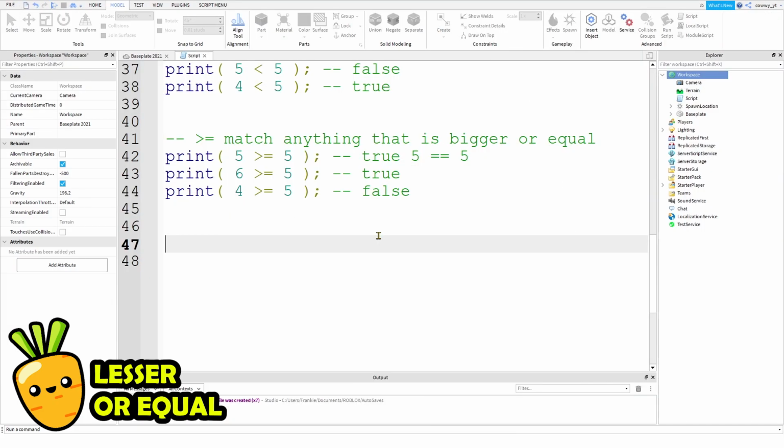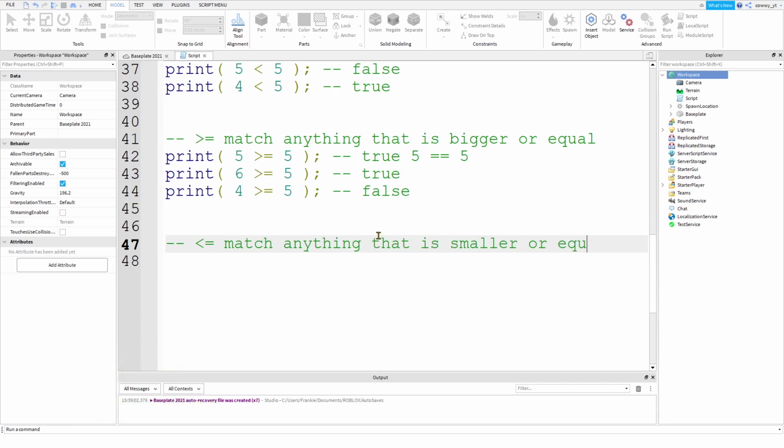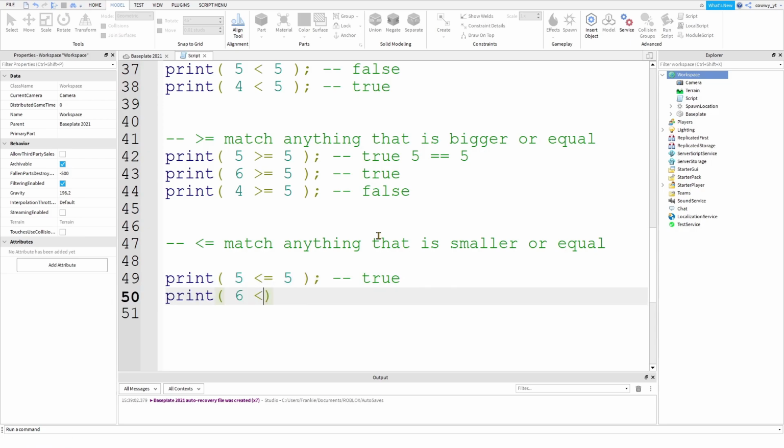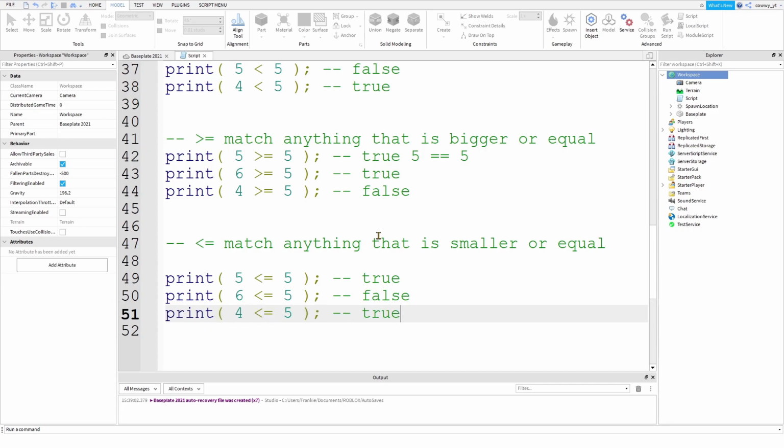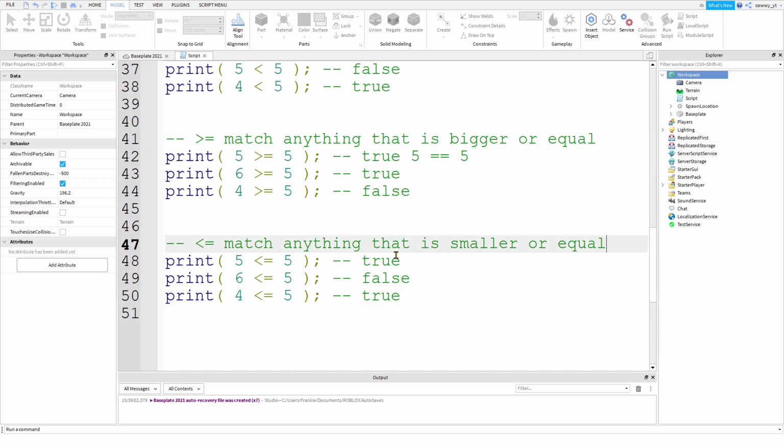And then finally, we got the lesser or equal symbol. This will match any number that is smaller or equal. So for example, 5 is less than or equal to 5. In this instance, yes, 5 is equal to 5 even though it is not lesser. The next example, 6 less than or equal to 5. That is a no because 6 is bigger than 5. It's not smaller, so that would instantly be false. And then finally, we got 4 lesser than 5, and that will be a yes because 4 is lesser than 5. And that is really all the operators that I went through.